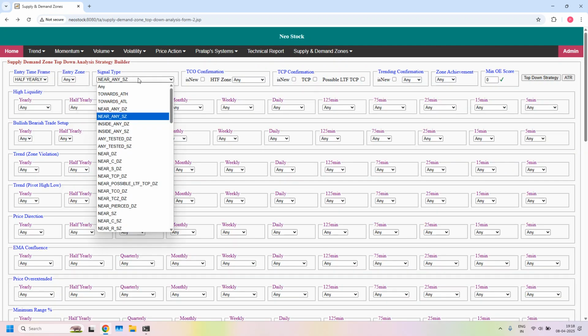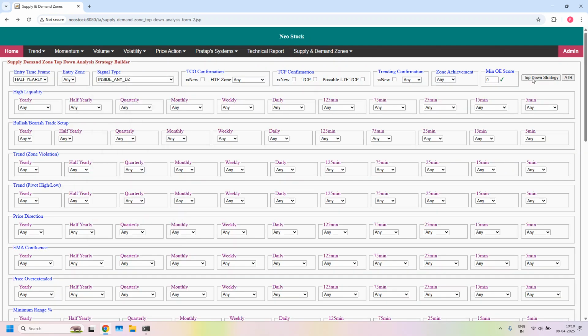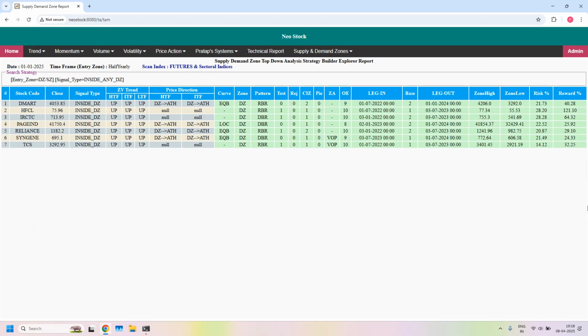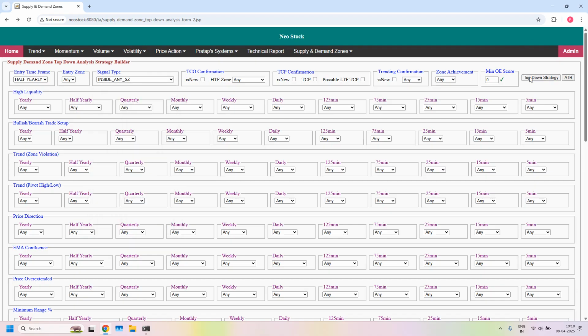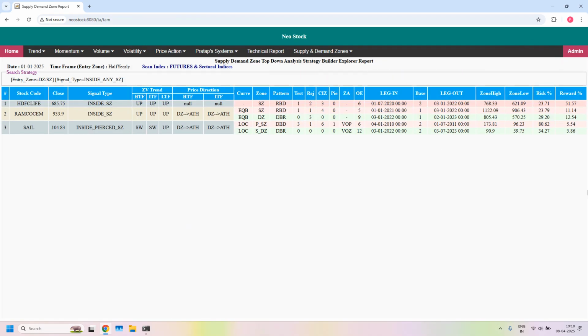Next, price closed inside the half-yearly demand zone. We got 7 stocks. Next, price closed inside the half-yearly supply zone. We got 3 stocks.